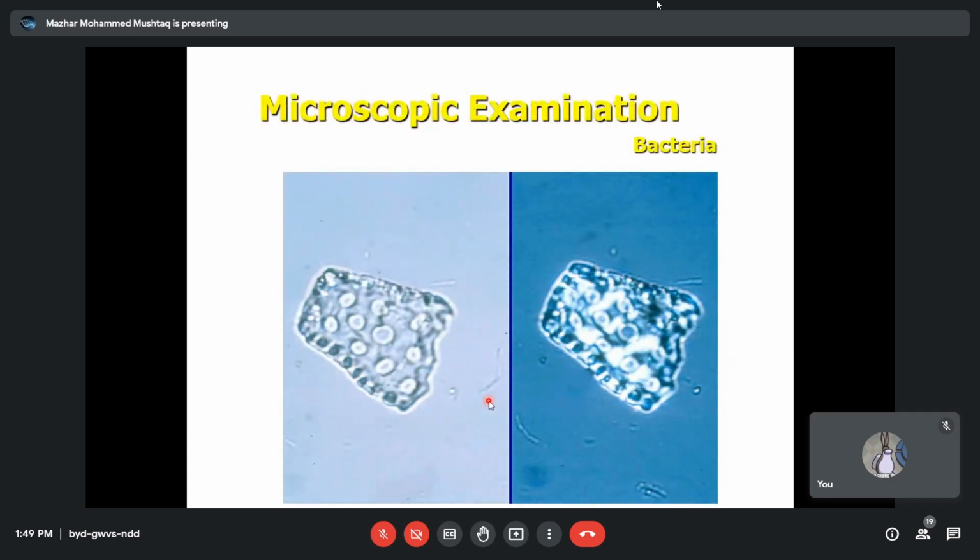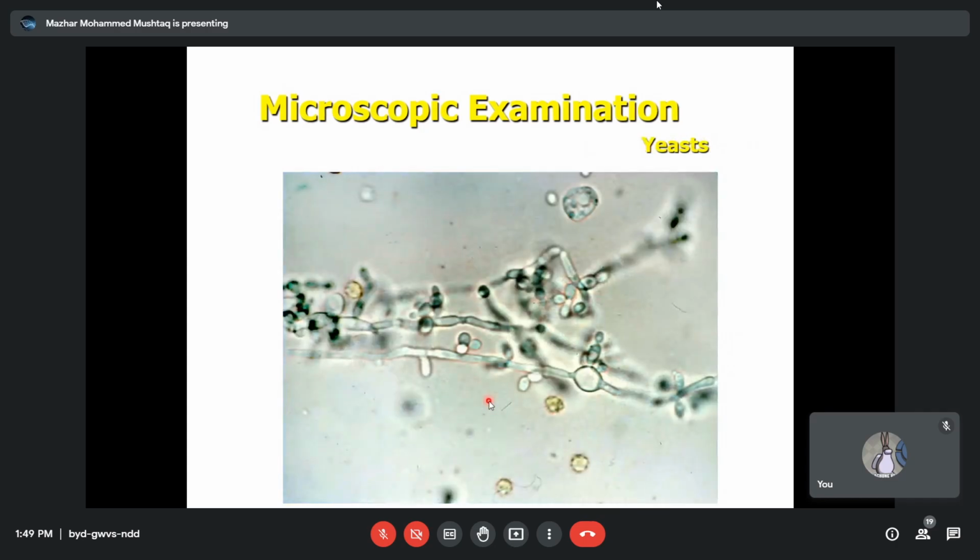So, for example, these are the bacteria which are clumped together. You can see them in the picture here on the slide. These are the yeast cells. You know, yeast have this fungi-like appearance. They have this tube-like cell, and then they have this budding of spores, and you can label them as fungi.